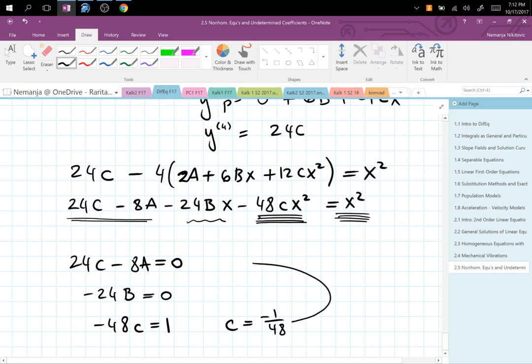And then that's plugged in here. B is immediately 0. So when we plug this one in there, we get 24 times negative 1 over 48 equals 8a. These guys cancel, negative 1/2 equals 8a. A equals negative 1 over 16.